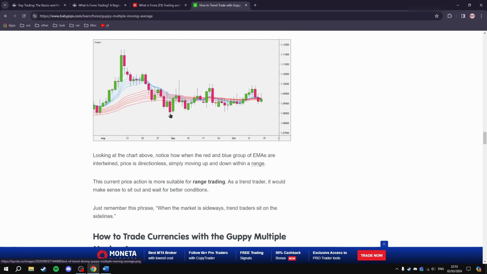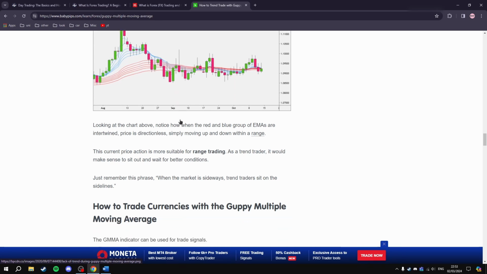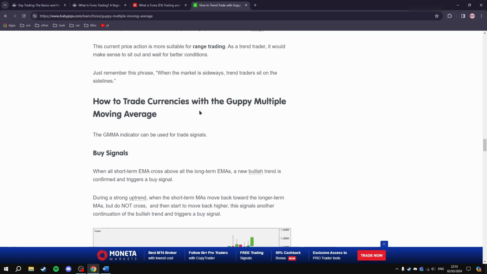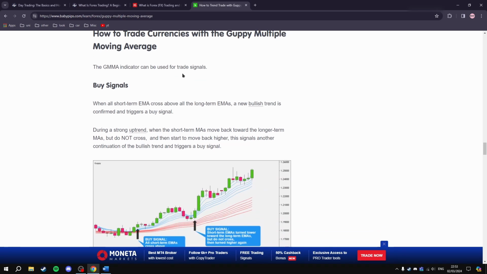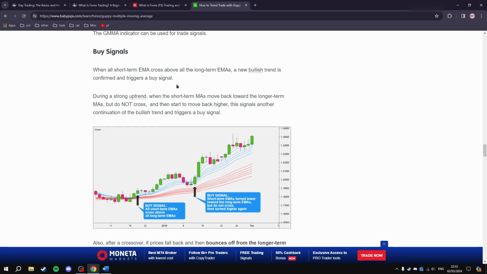Range trading, I'm guessing that's when you buy here, you sell here, you just do it within this range then. Maybe. How to trade currencies with the Guppy Multiple Moving Average. The Guppy Multiple Moving Average indicator can be used for trade signals. Buy signal: when all short-term exponential moving averages cross above all long exponential moving averages, a new bullish trend is confirmed and triggers a buy signal.